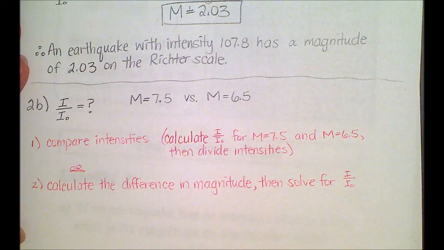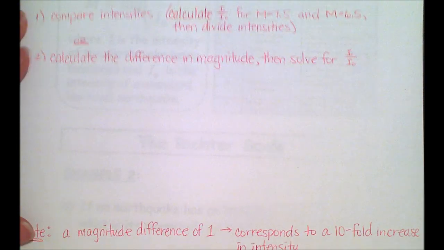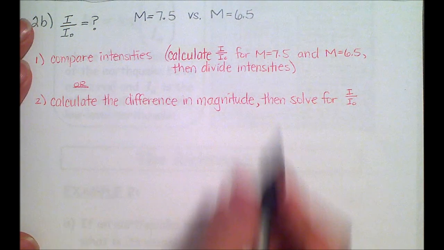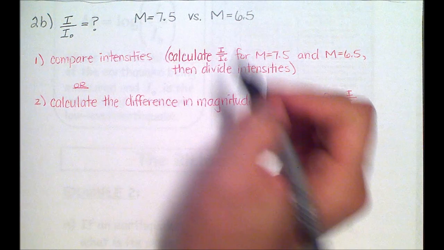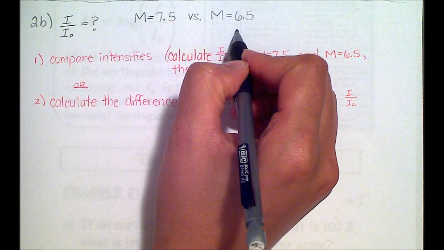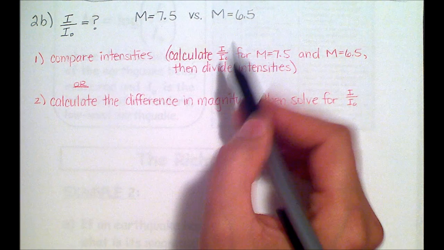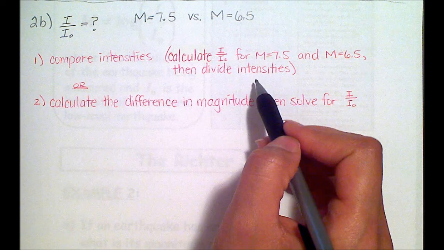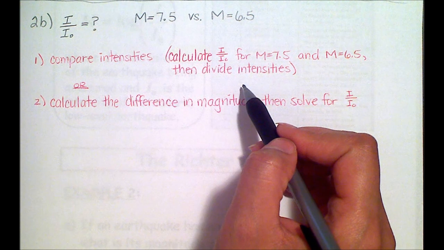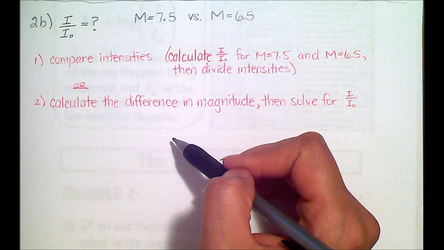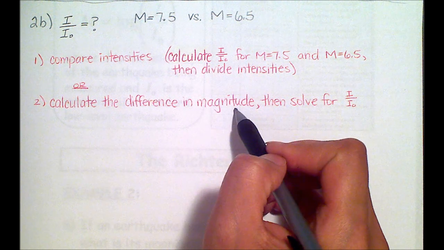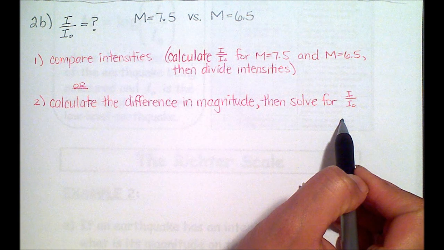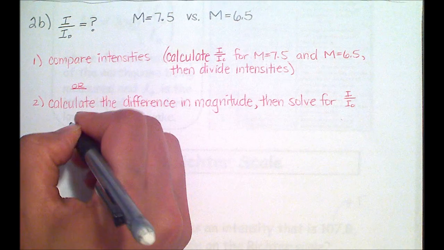Okay, one way is to look at the intensity of a magnitude 7.5 on the Richter scale and look at the intensity of a magnitude 6.2 on the Richter scale. And then what you would do is calculate the intensities for each of them and then divide the intensities. That's very similar to the pH scale question that we did earlier. Or the second way to do this question is to calculate the difference in magnitude and then solve for the difference in the intensity. Okay, so I'm actually going to use the second method because it's a little bit easier.